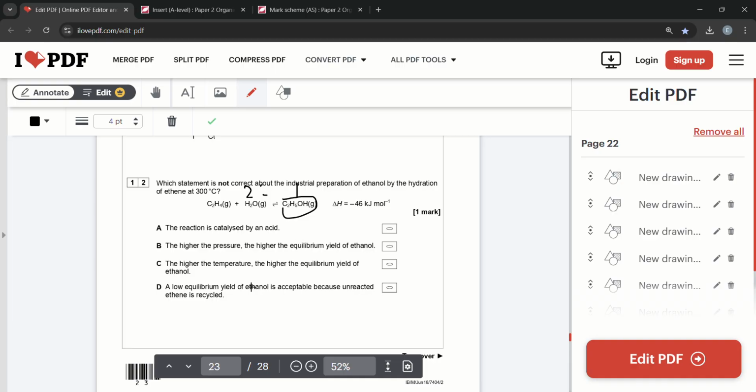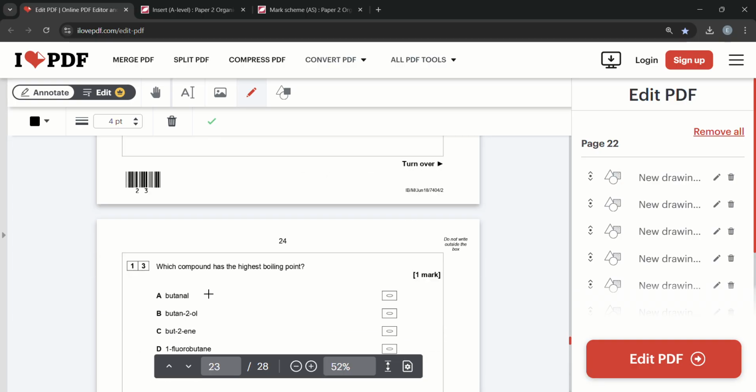The higher the temperature, the higher the equilibrium yield of ethanol. The forward reaction is exothermic, so if we increase the temperature, we want to shift in the opposite direction, endothermic, so we're going to have a lower equilibrium yield of ethanol. So that is not true, not a higher equilibrium yield of ethanol.